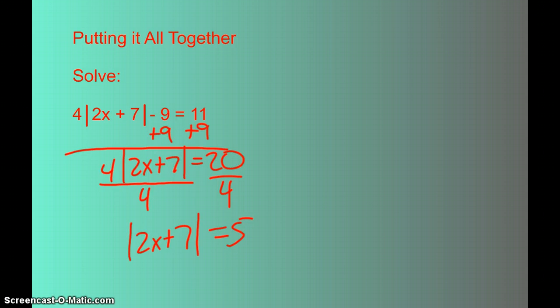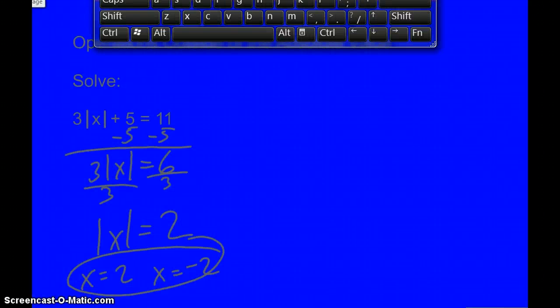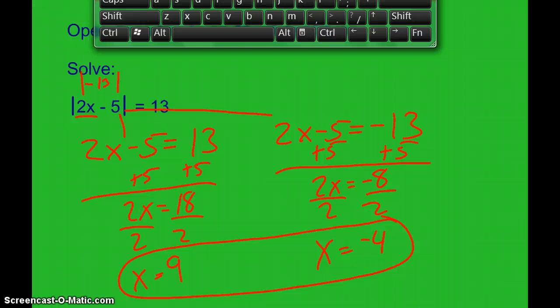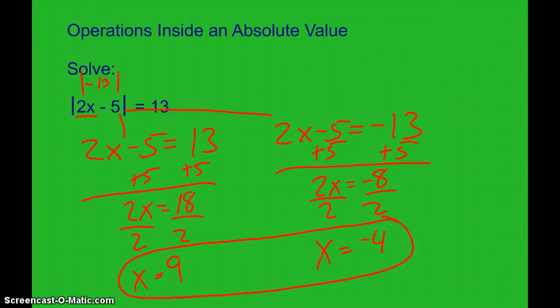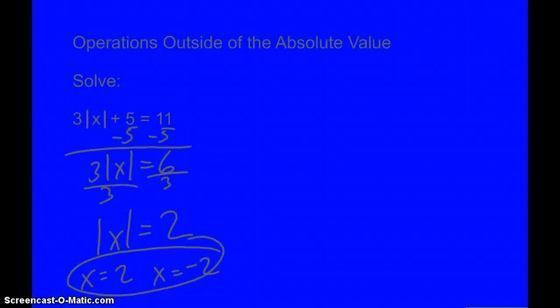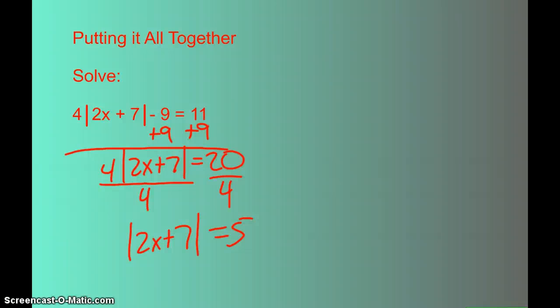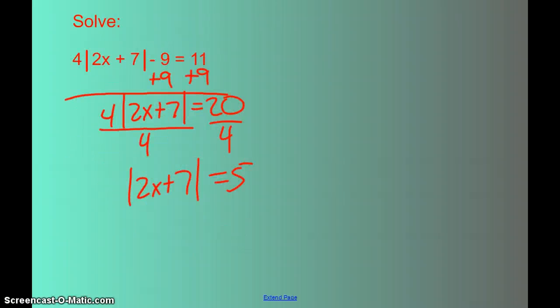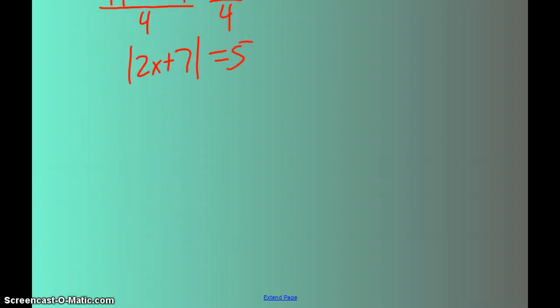Now we're back to this situation. Now we're back to this problem. Absolute value equals a number. So we can follow that pattern that said, once I have an absolute value equal to a number, I write it as two separate equations. One equal to a +5, one equal to a -5. And solve both of those equations.